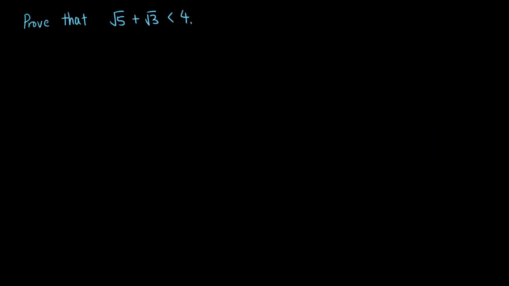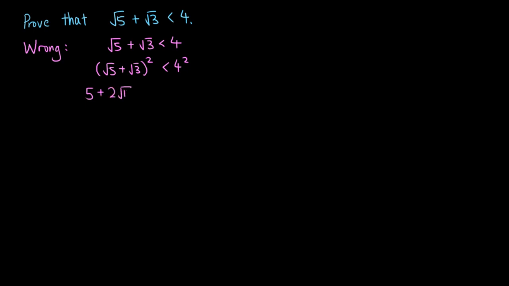Suppose we want to prove the inequality square root of 5 plus square root of 3 is less than 4. What we shouldn't do is the following. Since square root of 5 plus square root of 3 is less than 4, we square both sides to get the square of square root of 5 plus square root of 3 is less than 4 squared, which means 5 plus 2 square root of 15 plus 3 is less than 16, or 2 square root of 15 is less than 8, so square root of 15 is less than 4.